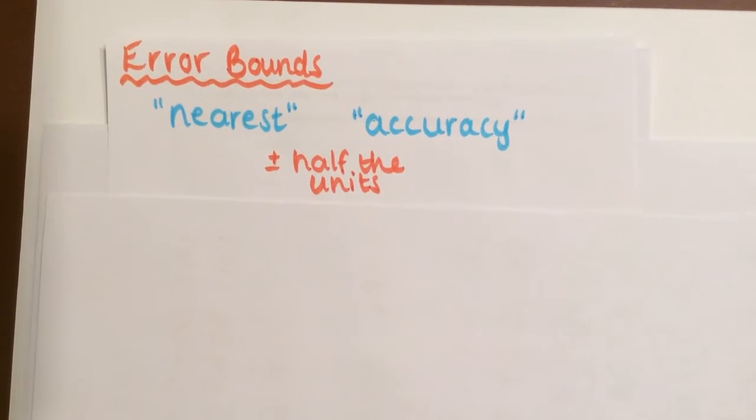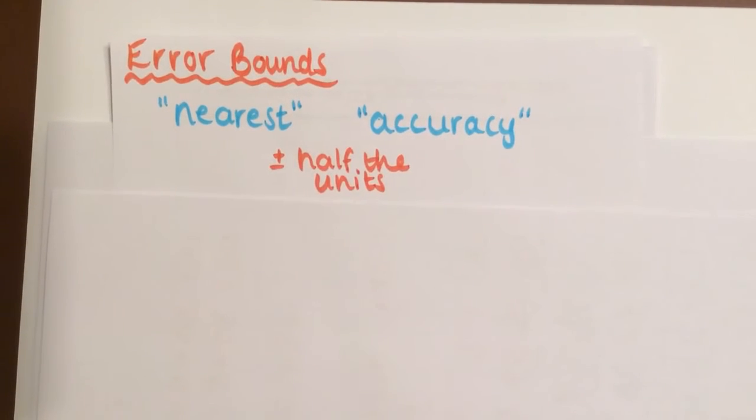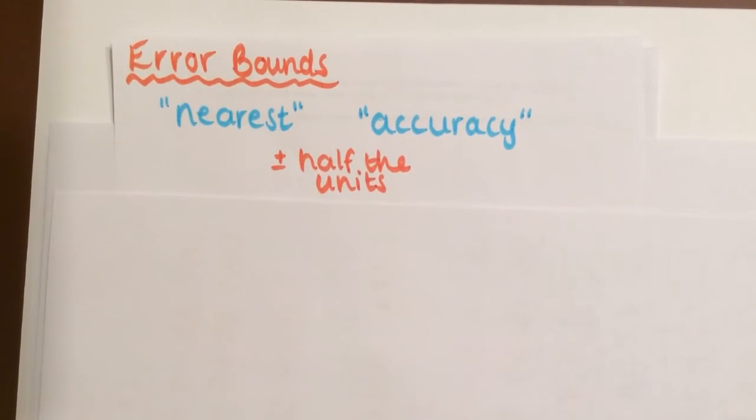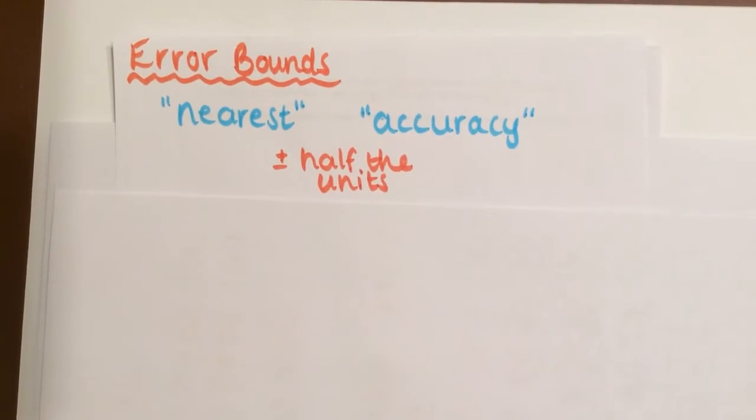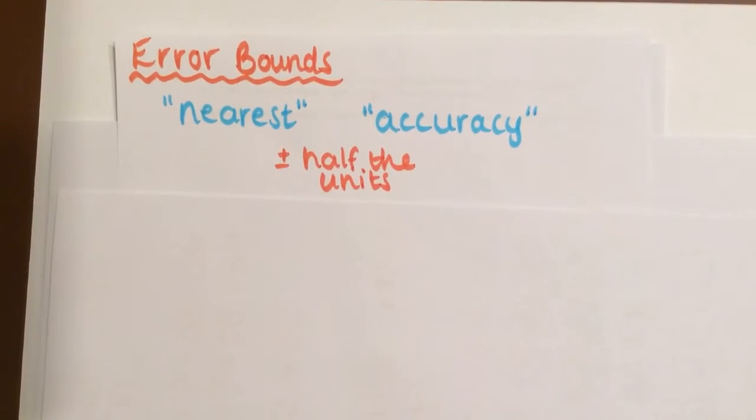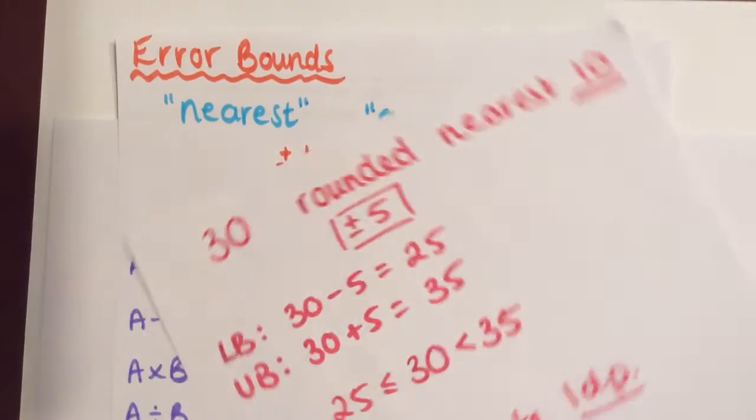GCSE error-bound questions will have keywords such as nearest and accuracy. They will say that something is measured to the nearest 10 or 100, or that it is given to an accuracy of two significant figures. We need to remember to plus or minus half the units. This will become apparent when we look at these examples.